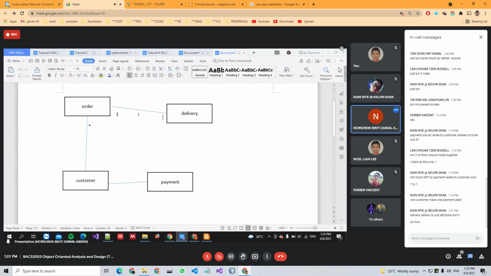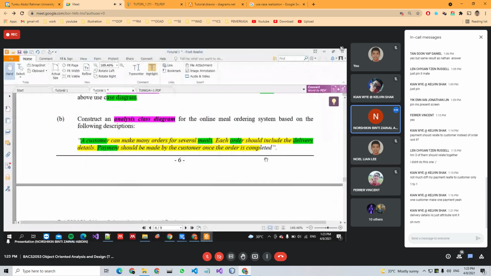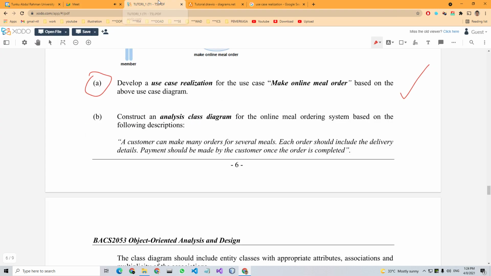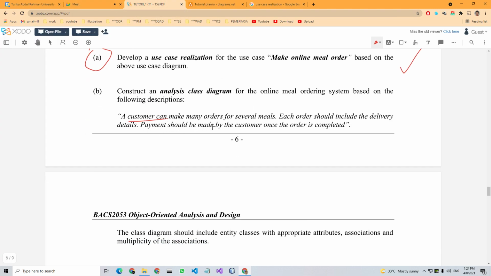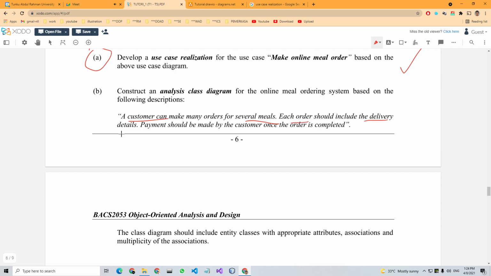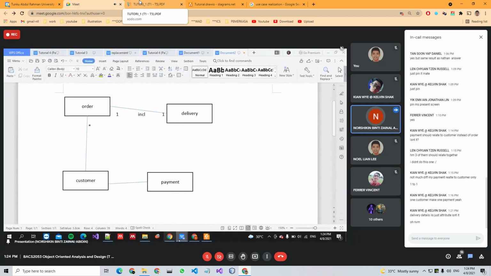So here, one delivery details. So from delivery to order. Guys, each order should include the delivery details. This one is an entity, but what is the relationship? One order, order to delivery. Delivery should include one order. Should I or shouldn't I? Guys, any suggestion for this one?